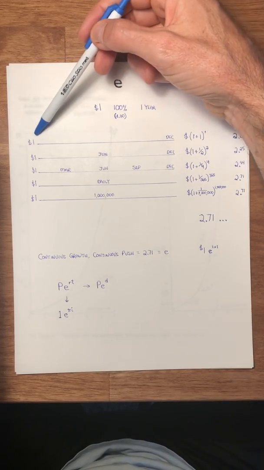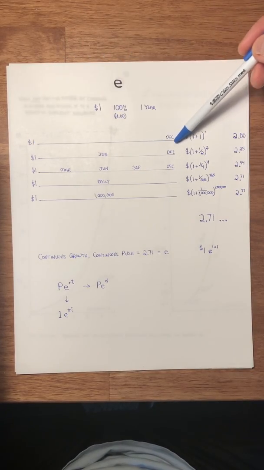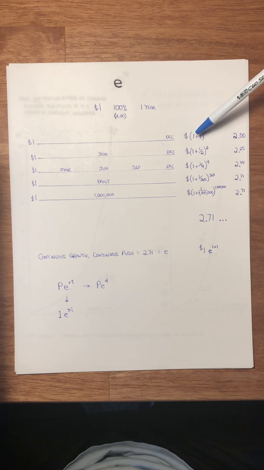Well, here's how you figure it out. You have $1, and at the end of the year in December, the banker pays you your dollar back plus 100% interest, and it happens one time at the end of the year, you'll have $2.